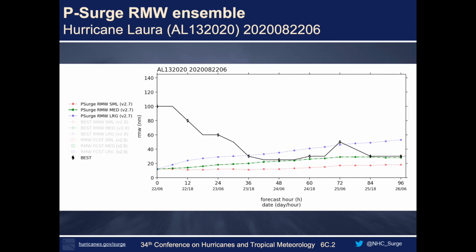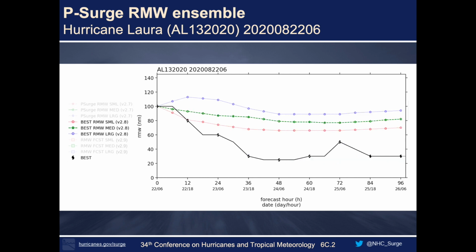So these are example forecasts for Hurricane Laura. This is from version 2.7 of P-Surge. So this is what we had available operationally last year. And you can see that the RMWs were just way too small. By about 48 hours into the forecast, it happened to get the right answer for the wrong reason.